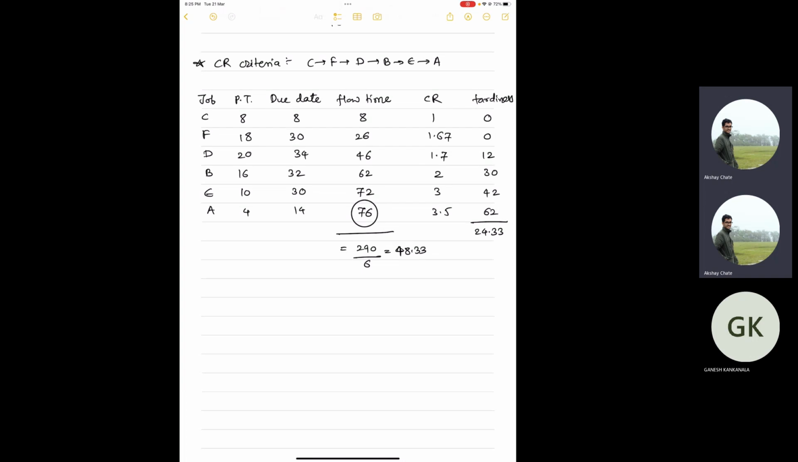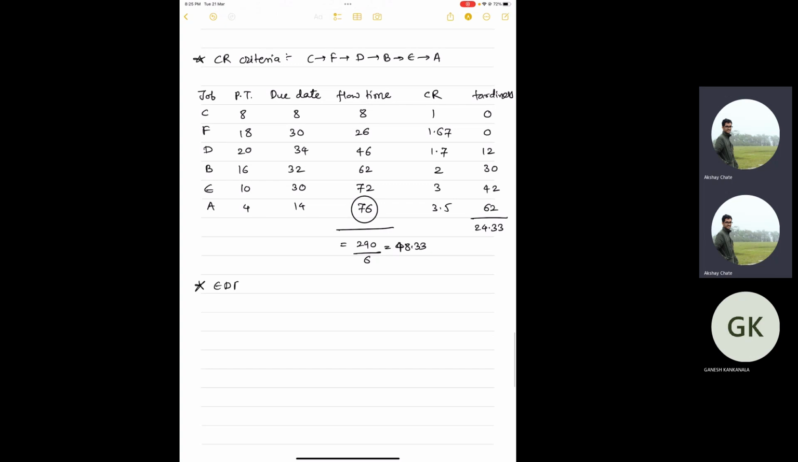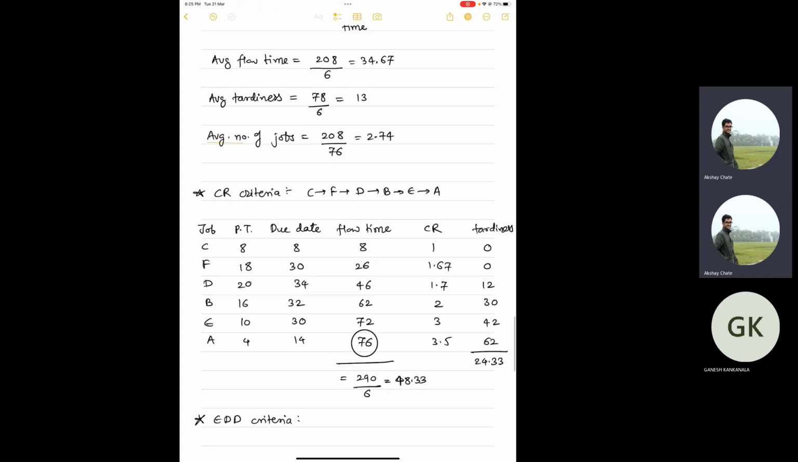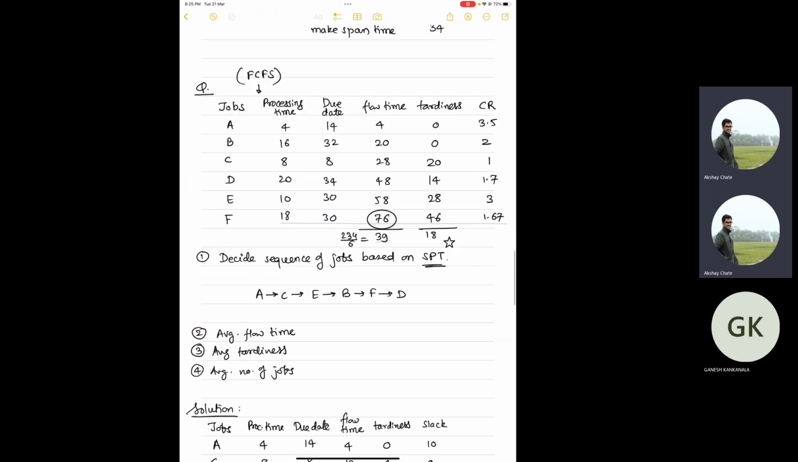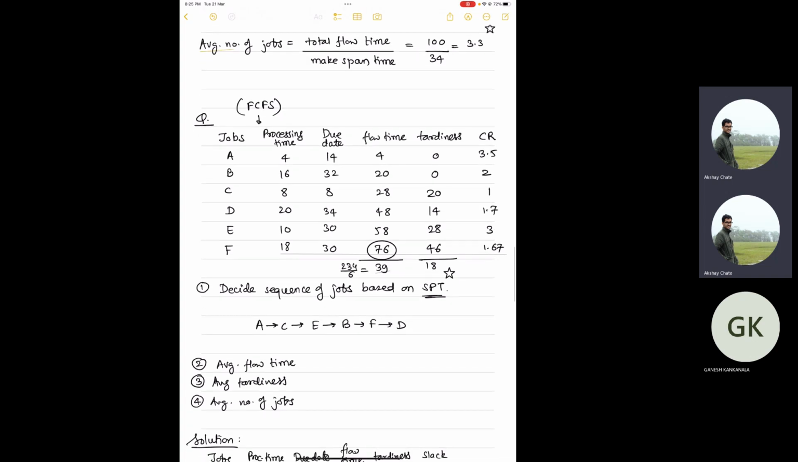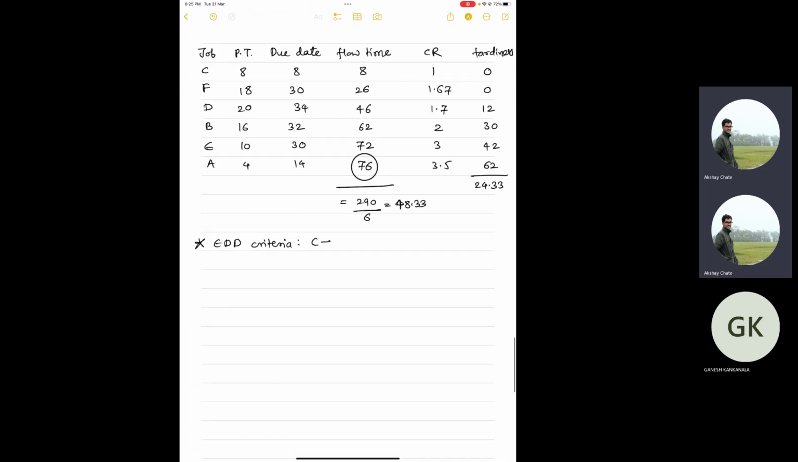So can I just copy this? Anyway, EDD criteria, which is earliest due date. So just look at the due date column in the question. What is the earliest due date? It is C. You have to deliver it in 8 days. Then, oh, sorry, A is to be delivered in 4 days. Sorry, I looked at the wrong one. C, then A, 14 days delivery.